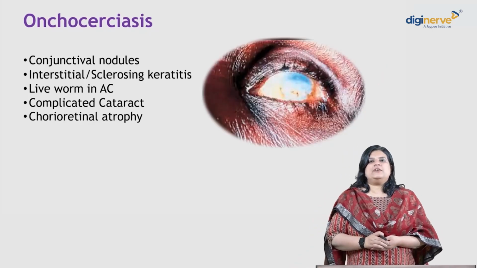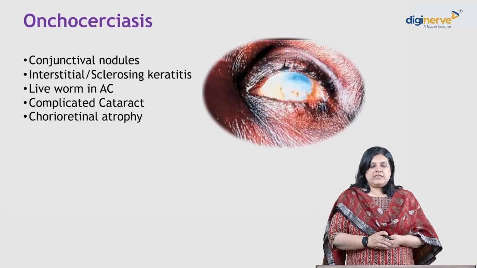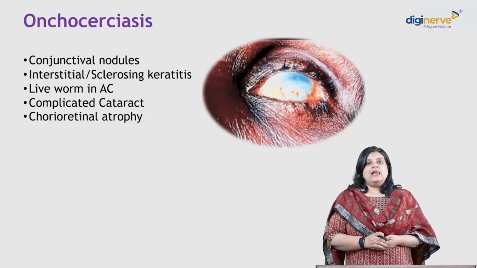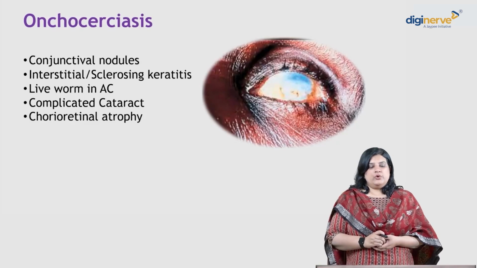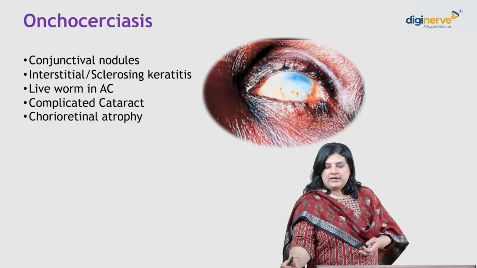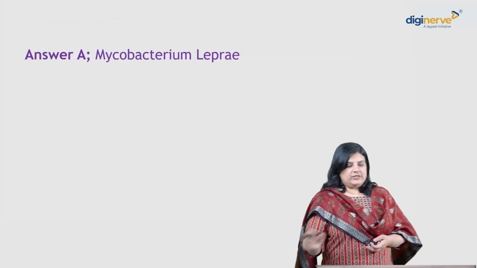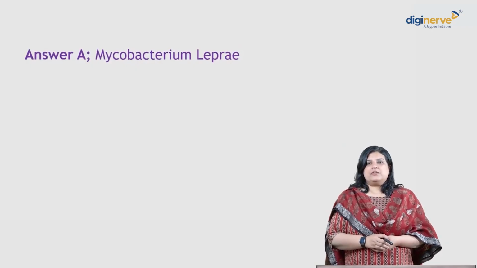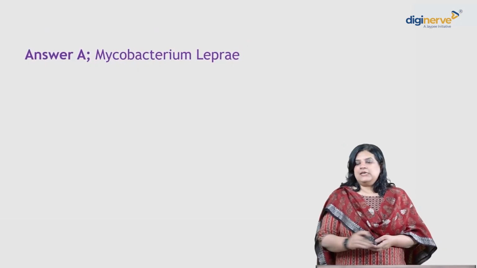Onchocerciasis fortunately is not very commonly seen in India, but it leads to conjunctival nodule formation, sclerosing keratitis, live worms in anterior chamber, complicated cataract, and chorioretinal atrophy. So it's quite common in African countries, but not so in India, and that's thankfully so. So our patient, the scenario that we were given befits Mycobacterium leprae, and therefore the answer is A.